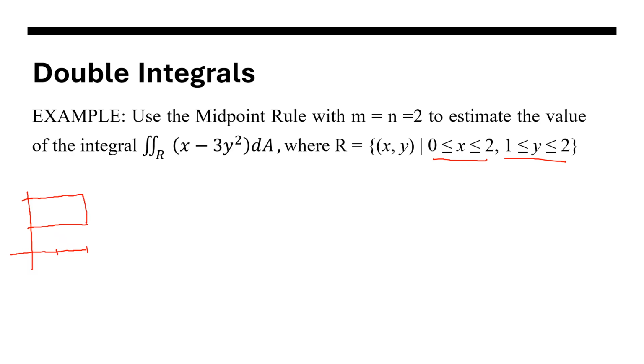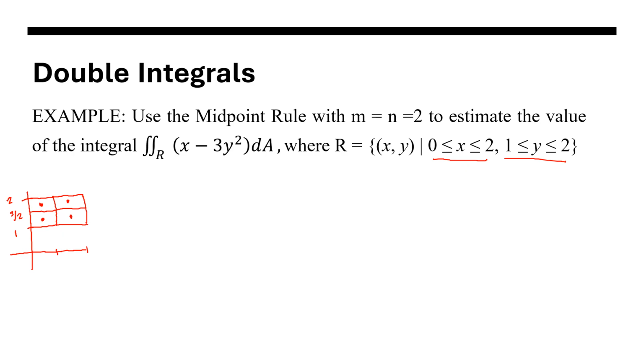So since m and n are equal to 2, we have to divide this into 4 equal parts. Take note, this is 1, this is 2, meaning this is 3 halves. The midpoints would be our r sub 1,1, this would be r 2,1, this is r 2,2, and this is r 1,2.